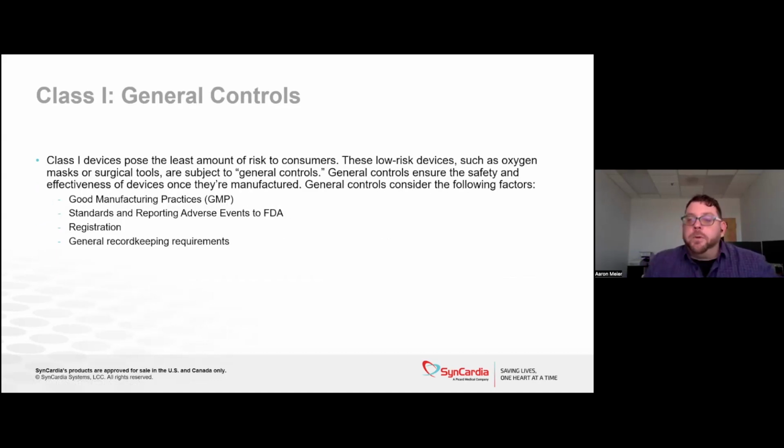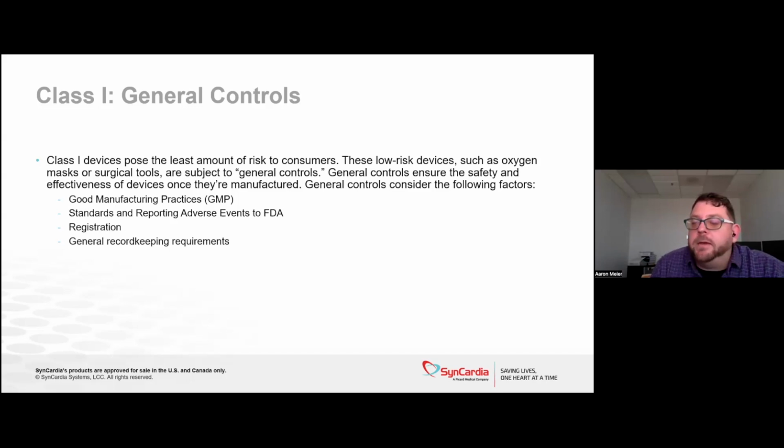So class 1 devices, these are your basic low-risk devices, and they're governed by what the FDA considers general controls. These are things like good manufacturing processes. GMP is well established throughout the industry. There are books and classes you can take on good manufacturing processes. Follow them, right?